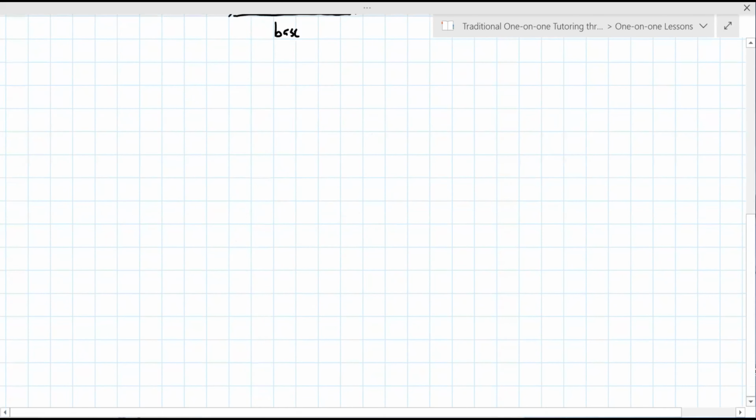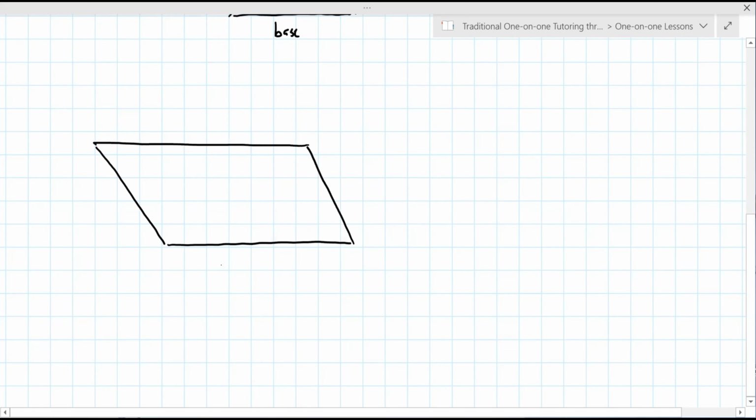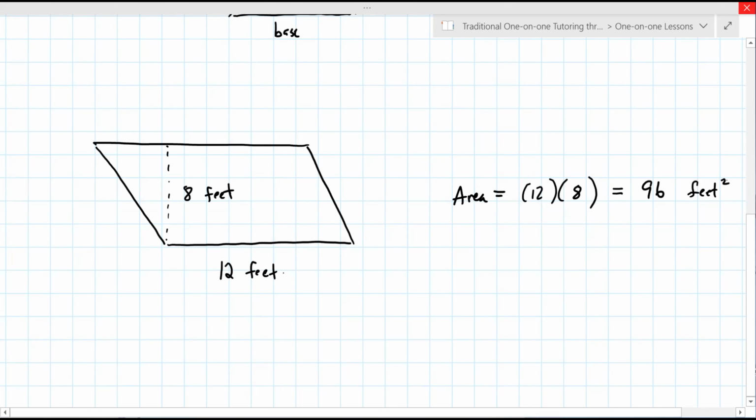The reality is that I can give you something like this. Just make another parallelogram up. If I tell you that this is 12 feet, and I tell you that the height is 8 feet, the area is base times height. The base is 12, the height is 8, okay? And what is the area? What is 12 times 8? 12 times 8, that's 96. And then it's feet times feet, so that's feet squared.